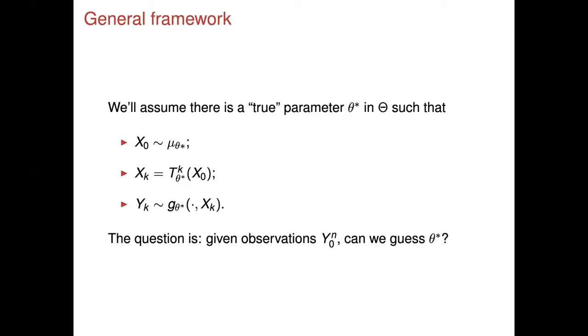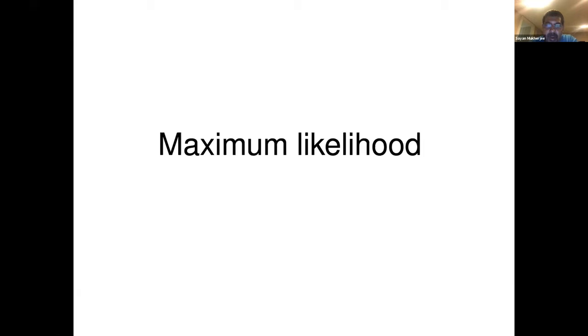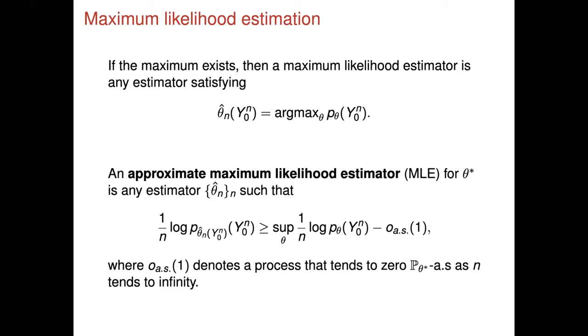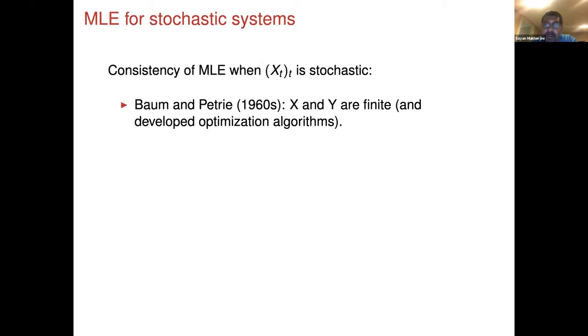Very soon, I'm going to evoke hidden Markov models, but the results I'm going to talk about are not for hidden Markov models. Okay, so here I'm just defining an approximate maximum likelihood estimator, just to be rigorous about what I mean by maximum likelihood. Okay. So the consistency of maximum likelihoods has been studied a lot.